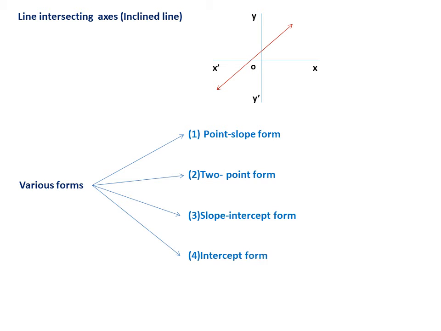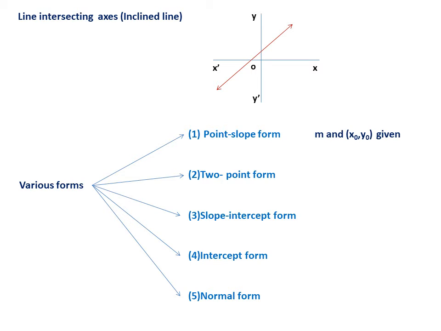And the fourth one is intercept form. And the last one is normal form. So these are the 5 different forms, meaning different conditions will be given. You have to find the equation of the line.